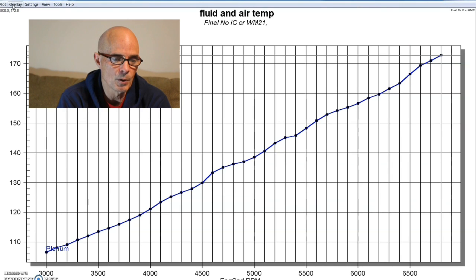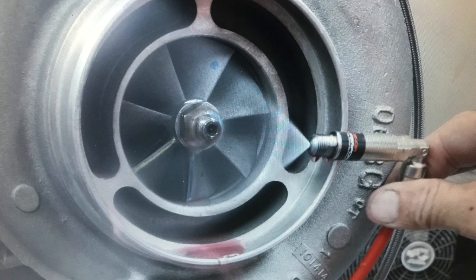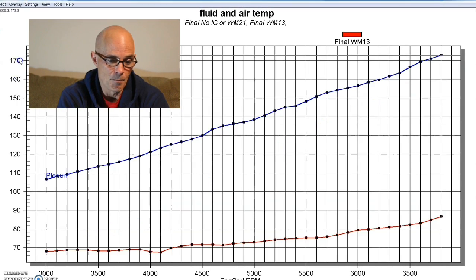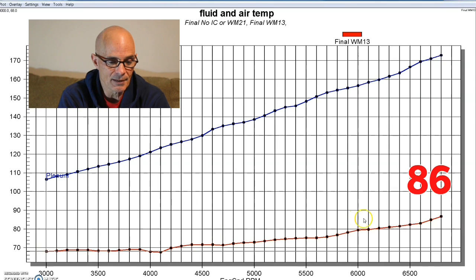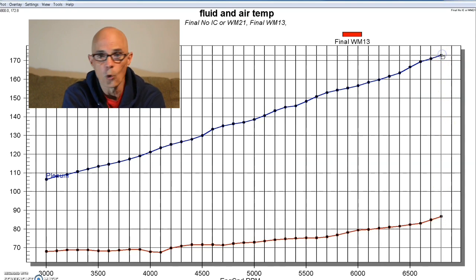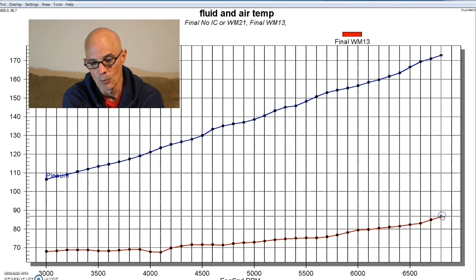So here's what happened when we put our Snow water meth injection on. We got a big drop in temperature, as you can see. It started out much lower, at 68 degrees, and only rose to a peak of 86.7 degrees. So that's a big drop, from 173 down to 86 degrees. You can see through the whole run it was a dramatic drop, and the water meth kept things fairly stable through the whole run. It was working well, at least the temperature right there after the throttle body in the common plenum.